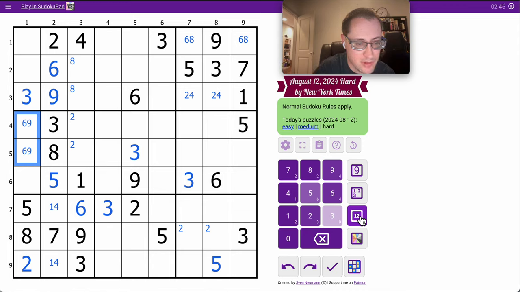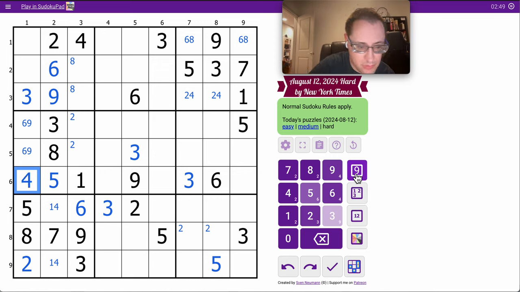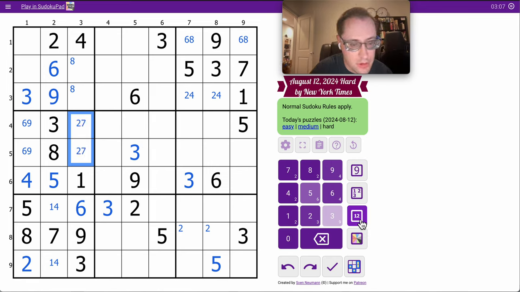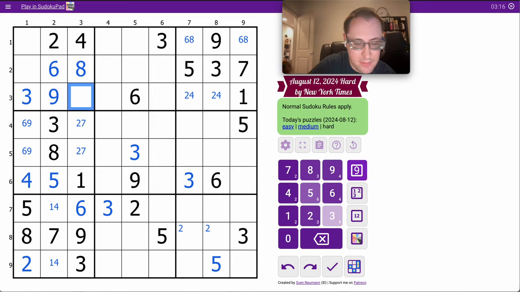1, 3, 5, 6, 8, 9 leaves 2, 4, and 7. Well, 4 has to go here. Where does it? 1, 3, 5, 6, 8, 9. Seven has to go there. And these are 5 and 8, and that one is a 5 looking at it. So these are 1 and 7, this one has a 7 looking at it. And these two are 5 and 9.